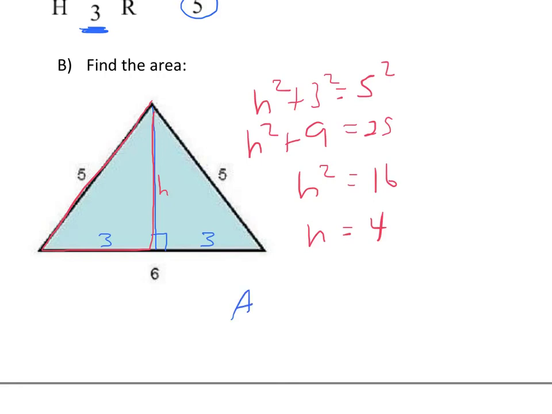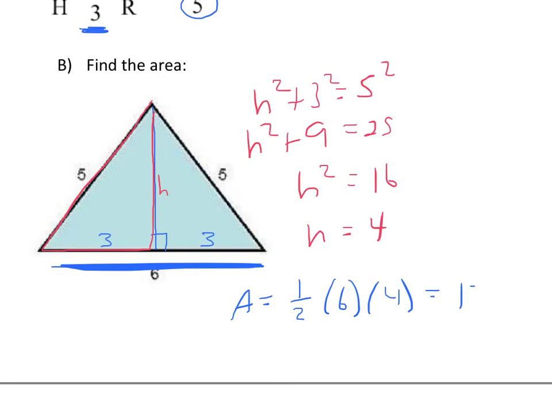Again, we're trying to find the area, so 1/2 base, back to the whole triangle, is 6, and our height is now 4. So our area of the triangle would be 12. And this ends Lesson 9.1, Video 2.